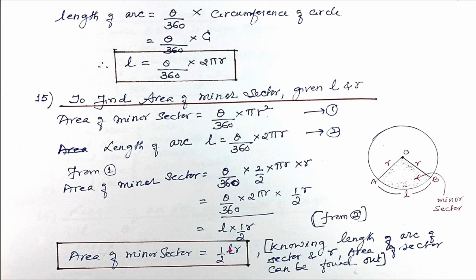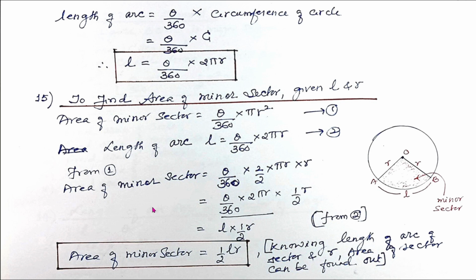That means the formula to find out the area of minor sector, we have two formulas. One is theta by 360 into pi r square when theta is given to us, but here the formula used is half LR when the length of the arc is given and the radius of the circle is given. So please remember, this is a very important formula to find out the area of minor sector when the length of the arc and the radius of the circle is given. So these are two very important formulas to find the area of minor sector.